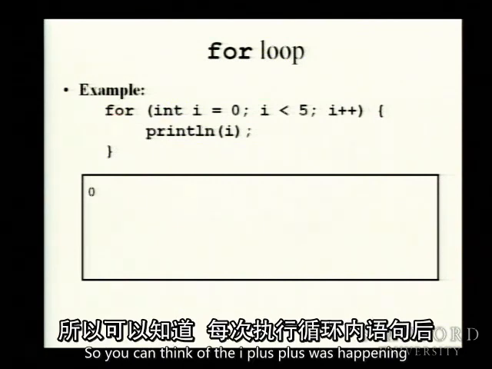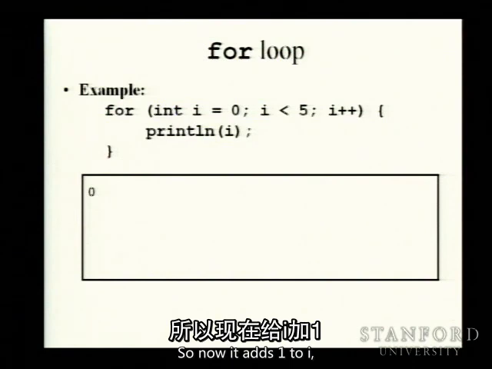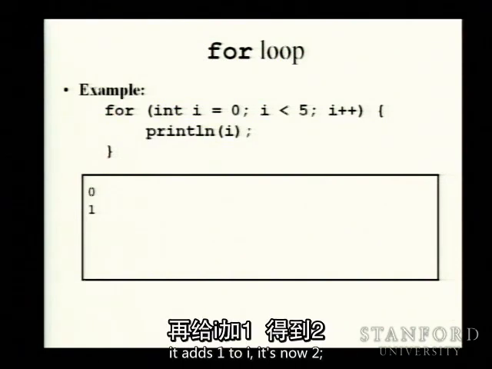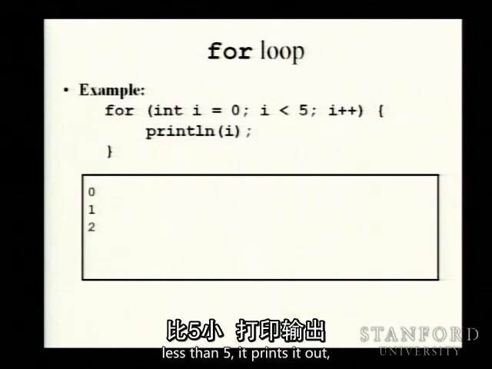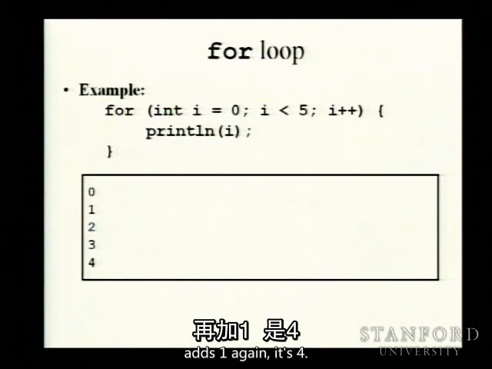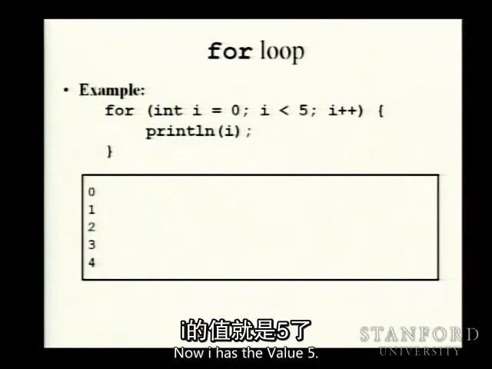So you can think of the i++ as happening after it's executed the statements in the loop, but before it does the test again. So now it adds 1 to i, it has the value 1, it's still less than 5, it prints it out, it adds 1 to i, it's now 2, less than 5, it prints it out, adds 1 again, it's 3, it prints it out, adds 1 again, it's 4. Now, after it prints out 4, it adds 1 to i again. Now i has the value 5.